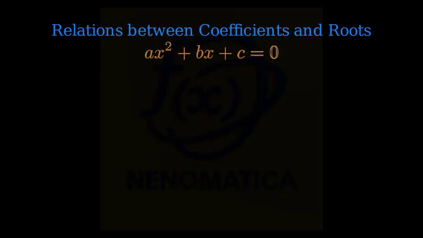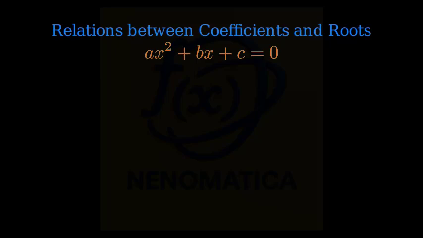In this lesson, we will connect the coefficients a, b, and c of a quadratic equation to the roots x sub 1 and x sub 2. We begin with the standard quadratic equation. When the roots are real, we will denote them by x sub 1 and x sub 2. Our goal is to derive three key relations: the sum of the roots, the product of the roots, and the absolute difference of the roots, all expressed in terms of a, b, c, and the discriminant.